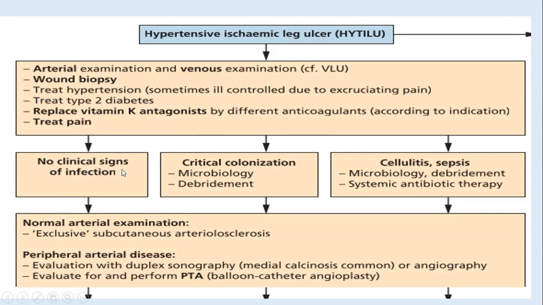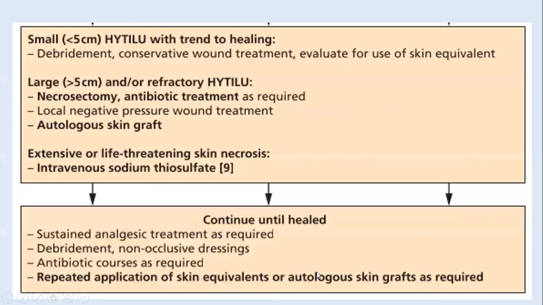If there is no sign of clinical infection, we don't need any antibiotics, and we go directly to wound care. If there is critical colonization, then microbiology is done and debridement should be done. In case of cellulitis, systemic antibiotic therapy is a must. In case of normal arterial examination, exclude subcutaneous arteriosclerosis. Peripheral arterial disease is evaluated by duplex sonography, angiography, and if required, perform balloon catheter angioplasty.